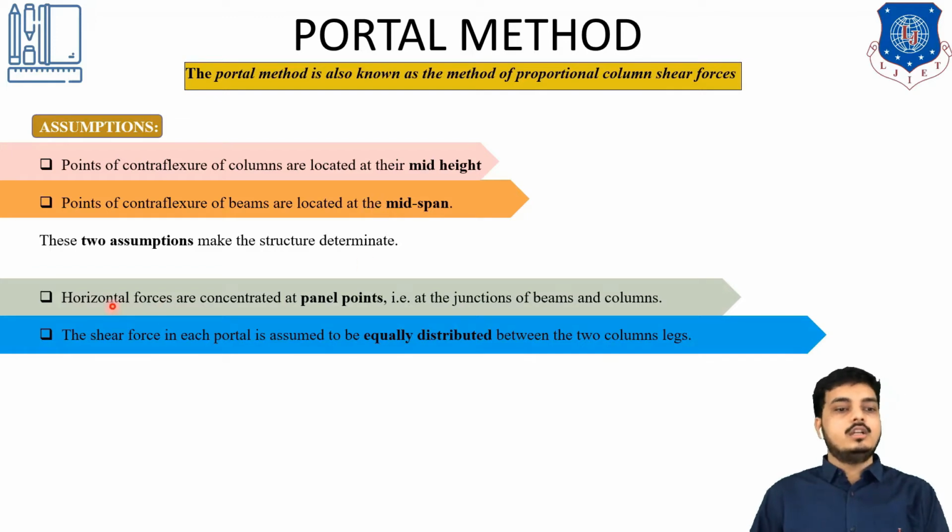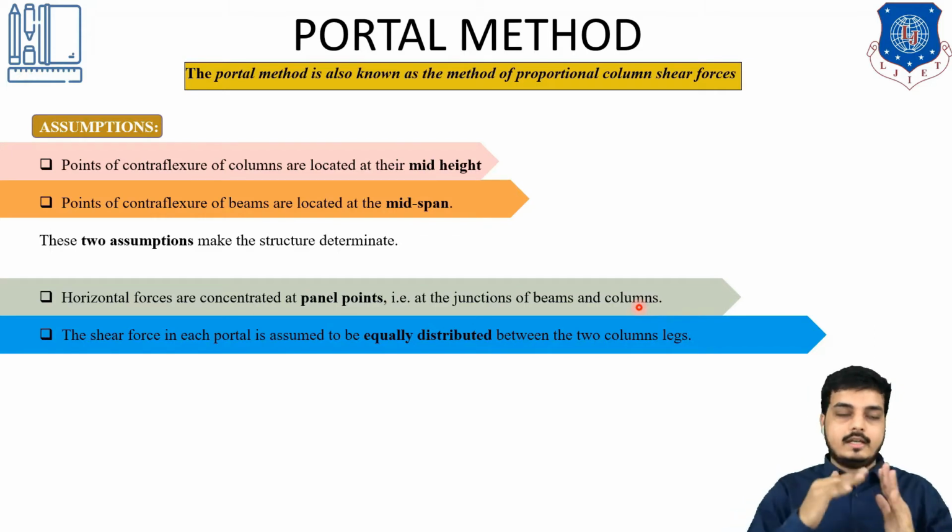Now, horizontal forces are concentrated at parallel points, that is, the junction of beam and column. So the next assumption is that wherever the horizontal forces occur, like an earthquake or wind load, right now we will be considering some kind of wind load. So it will be acting directly at the beam-column junction, at the panel point.